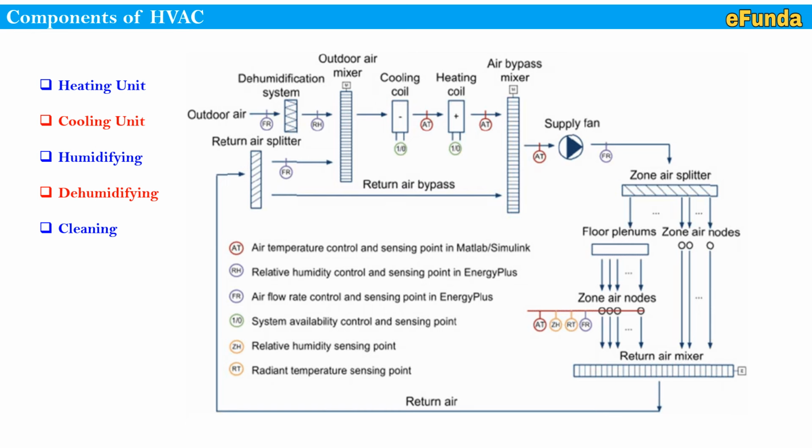In the figure, one can see the various components installed for measurement or sensing. AT is the air temperature control and a sensing point. RH is the relative humidity control and a sensing point. FR is the airflow rate control and a sensing point. IO system is the system availability control and a sensing point. ZH is the relative humidity sensing point. RT is the radiant temperature sensing point. These are the instruments or the types of control system elements used in an HVAC system. Further, we will see the details of operation.